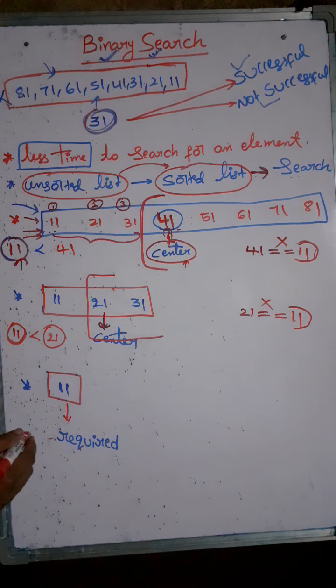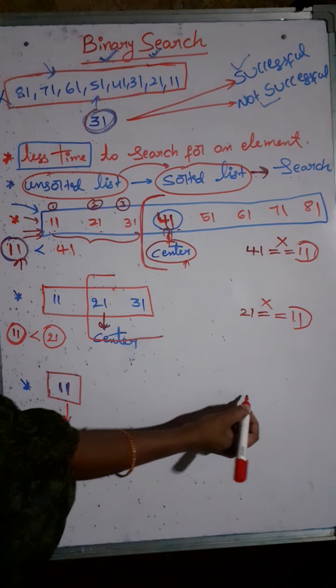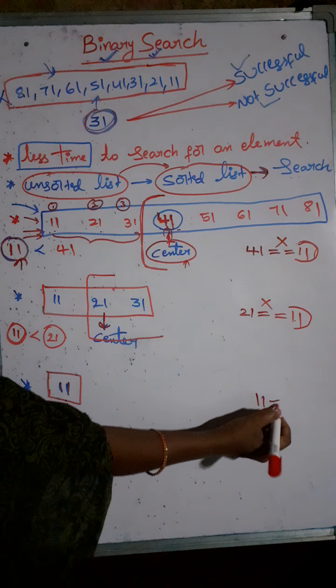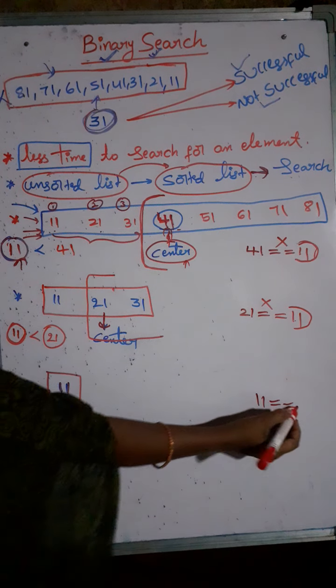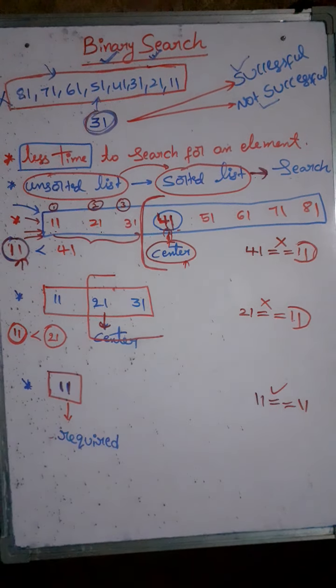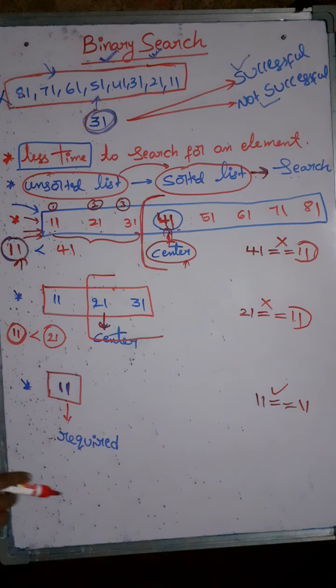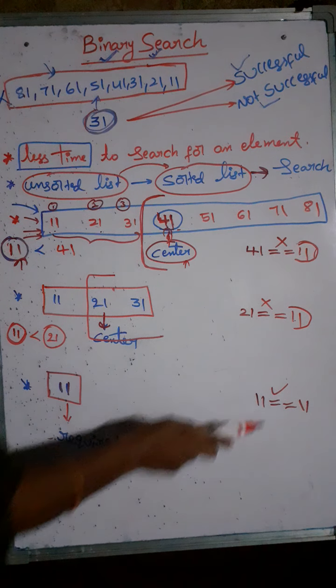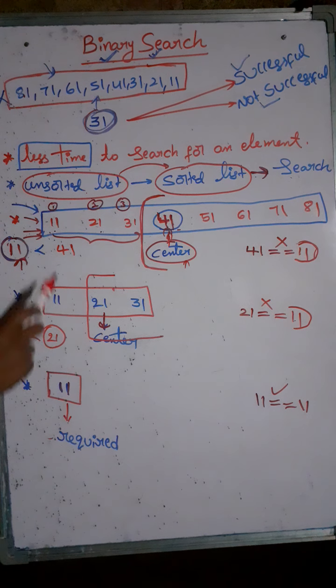So what should I do now? I'll consider only one page. What is the required page now? 11. What is this page number? 11. 11 is equal to 11, true, right? So now what we should do? The search is successful and the element is found at some location. Now we can say that the search is successful.